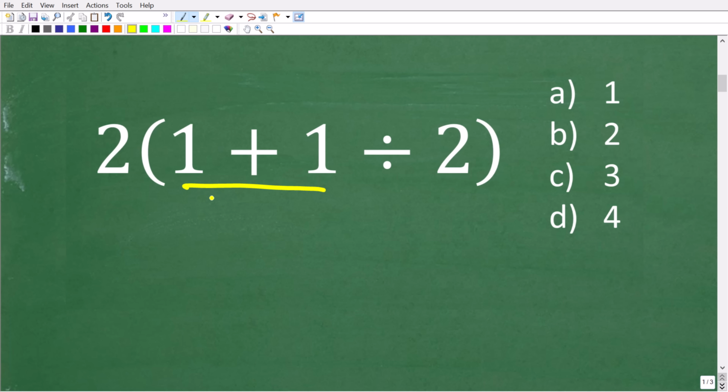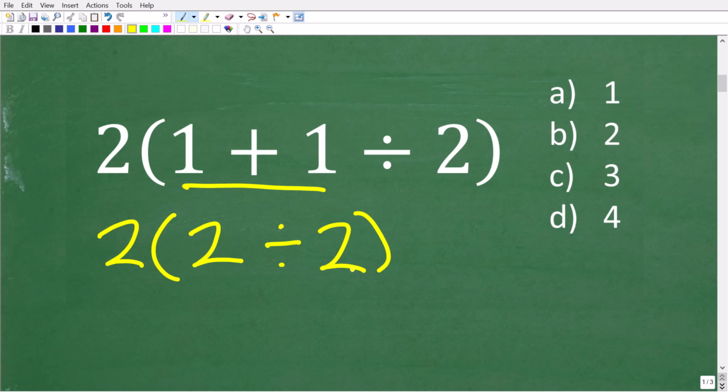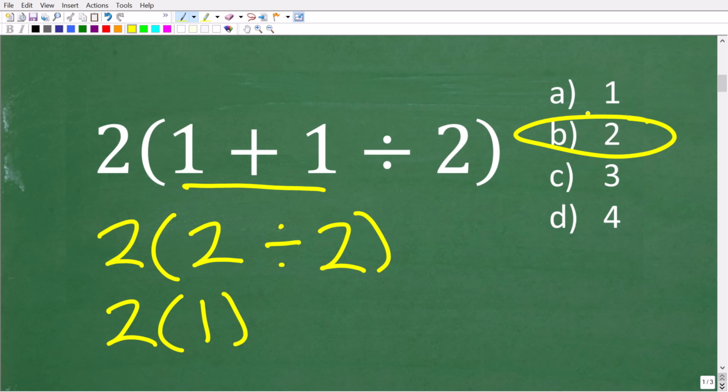They'll see this simple addition problem and start right here. So 1 plus 1, of course, is 2. So our problem would be 2 times parentheses, 1 plus 1 is 2, divided by 2. So this is a good first step for a lot of people. And now someone can say, well, 2 divided by 2 is 1. So now we have 2 times 1, which is 2. So B looks like a good answer.